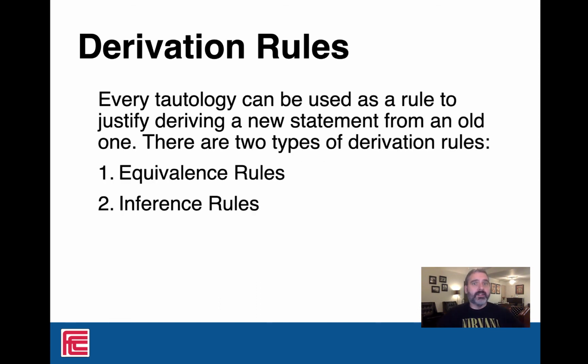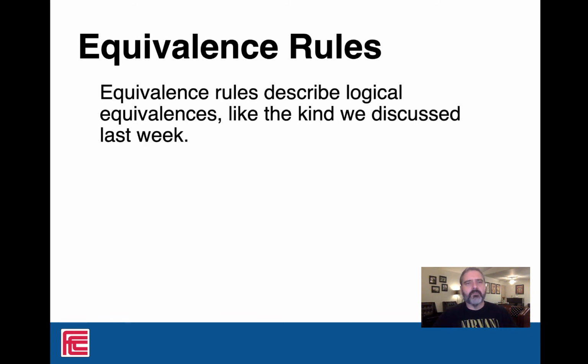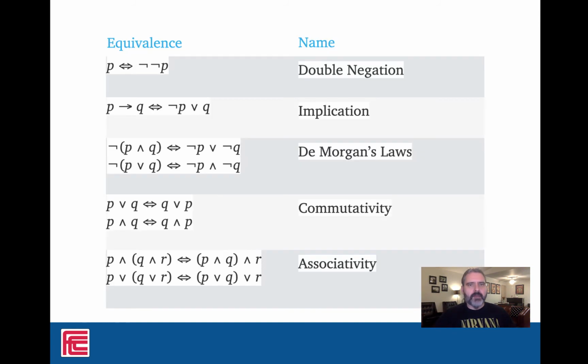So we'll get into derivation rules. Sort of using these ideas of tautologies, things that are always true, we can create rules out of them that allow us to manipulate other statements to try to prove new things are true. There are two different types, equivalence and inference. Sometimes you'll see everything just lumped together, but equivalence rules are kind of like what we described last week, where the actual statements are the equivalent statement. They're exactly the same.